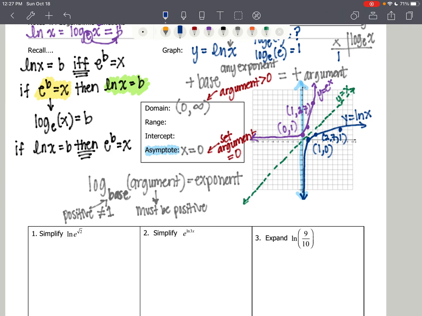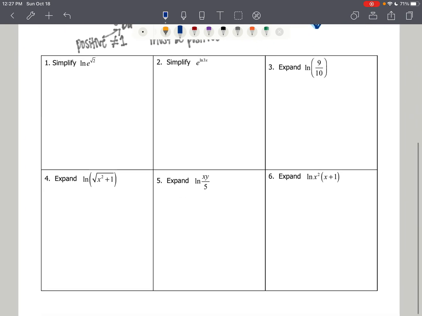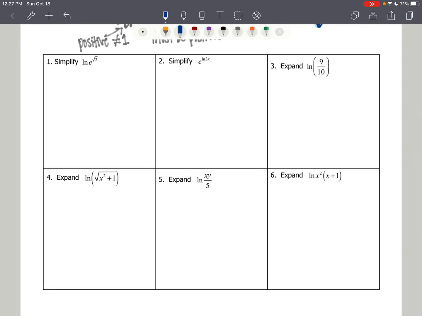Okay, now in the next video, we're going to work with our logarithmic rules. So we're going to recall some of those rules that you learned in a previous course, but it's very, very important for you to know how to apply them when we start using them with calculus.